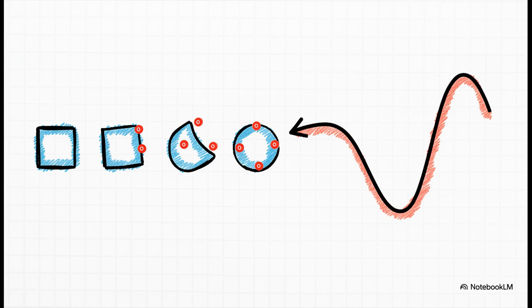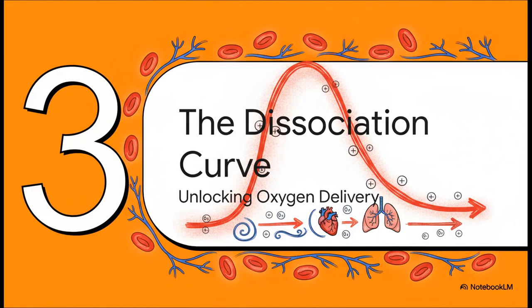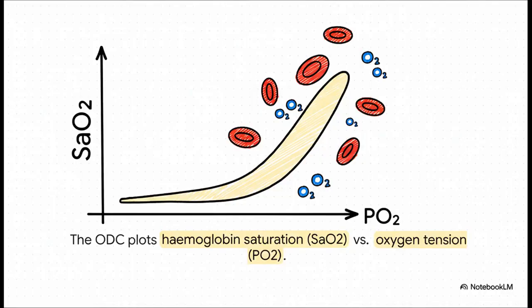It's a direct reflection of that changing affinity. Okay, let's talk about the big one, the oxyhemoglobin dissociation curve. Seriously, if you can truly wrap your head around this graph, you've nailed the very heart of oxygen delivery. It's that important. So here it is in all its glory.